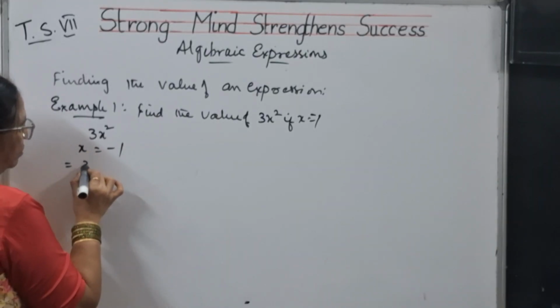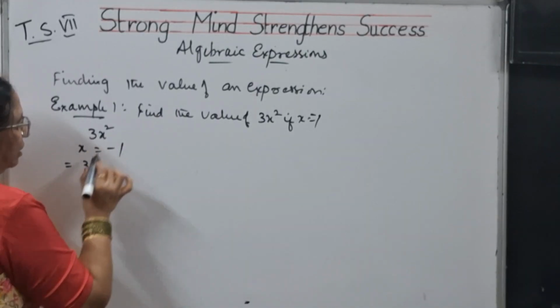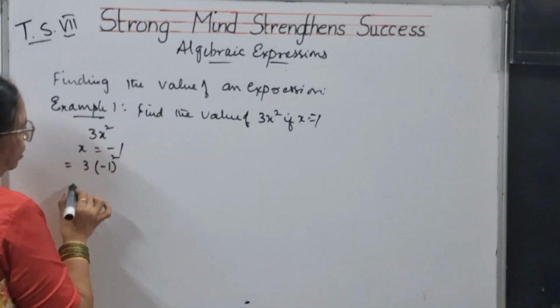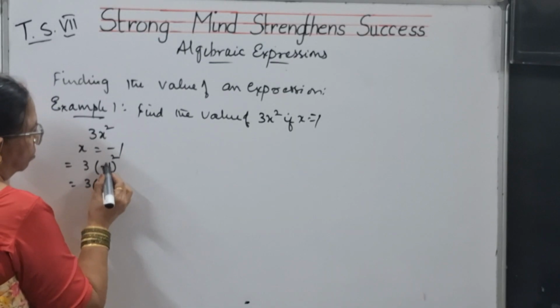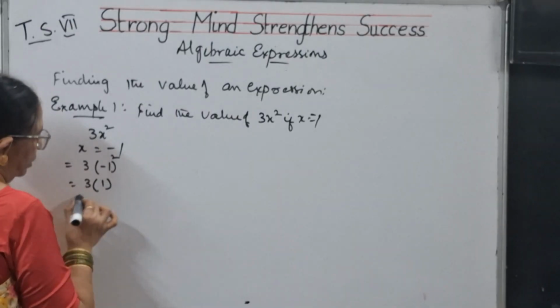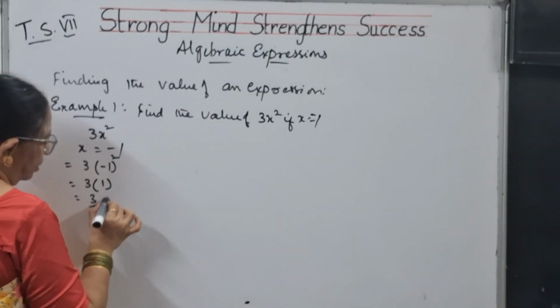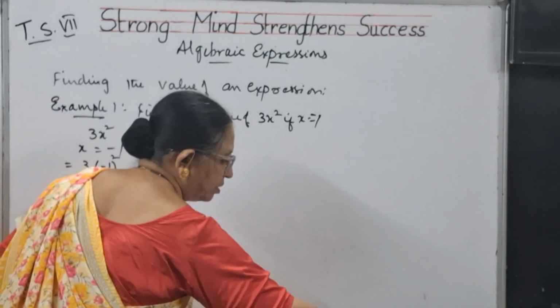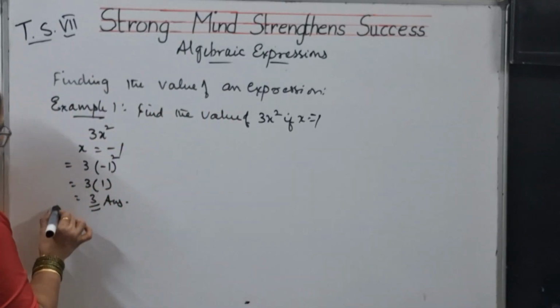What does this imply? 3 into x square. In the place of x, keep minus 1 whole square. That is 3 into plus 1. That is 3 is the answer. So simple, children, it is. Now, example 2 I will be doing.